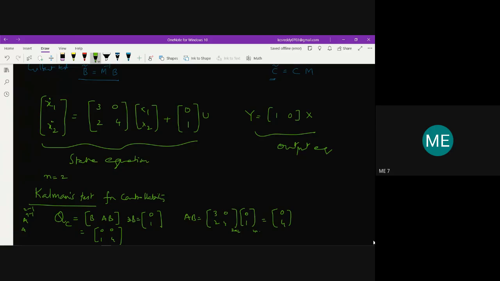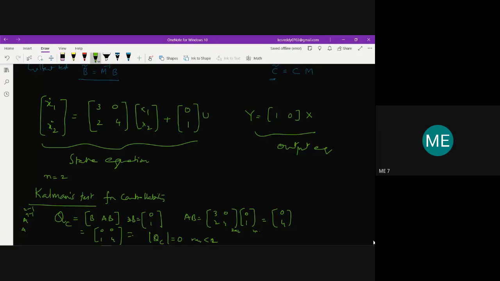Now if I find the determinant, it is AD minus BC, which is equal to 0. So the rank of the matrix is not equal to the order of the matrix; it will be less than 2, because the determinant of QC becomes 0: 0 into 4 minus 0 into 1 is 0. So the rank of the matrix is less than n, that is, less than 2. So the system is not completely controllable.